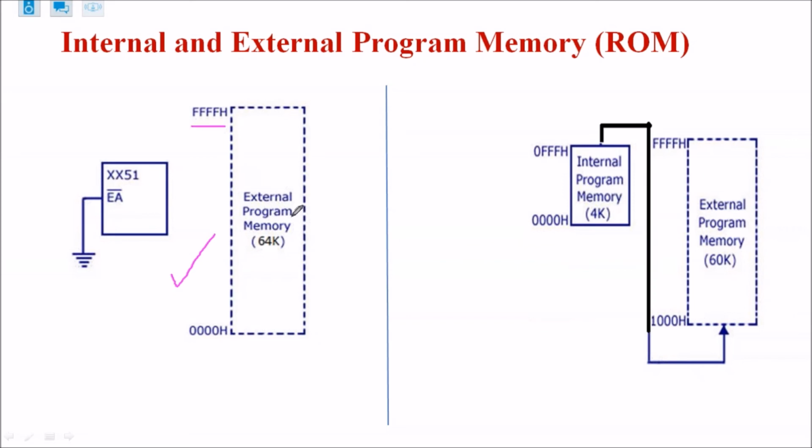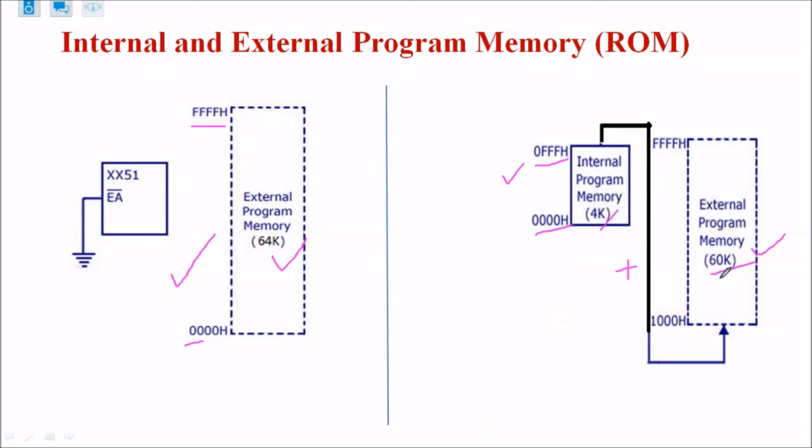Here it is shown. Whole memory. I am not using internal memory. Internal memory is not used; it is blocked. Use the whole 64 kilobytes of external memory. This is one possibility. The second is you can use the internal ROM memory of 4 kilobytes that is available. So 0000H to 0FFFH are the addresses given for internal program memory. Plus you can use 60 kilobytes of external memory. 4 kilobytes we already have in our 8051. 60 kilobytes will be connected externally.